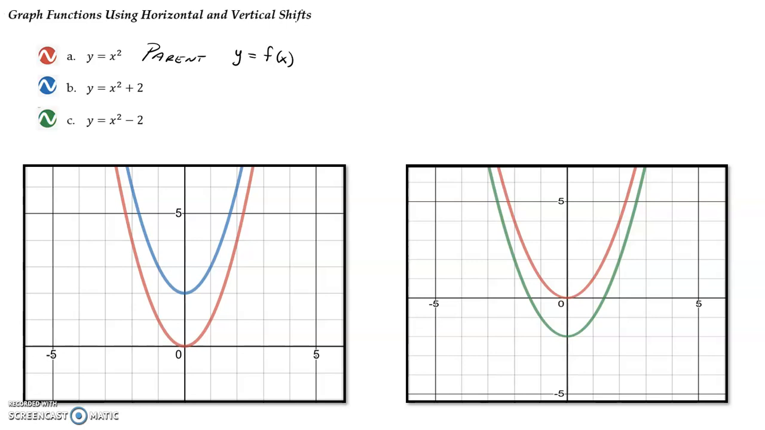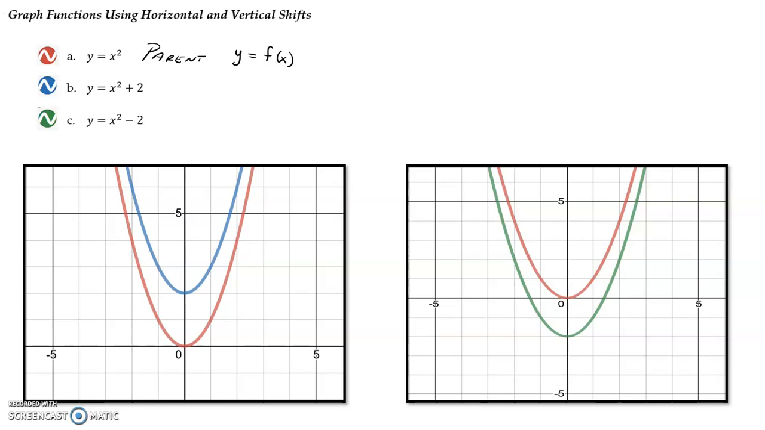Okay, f of x can be any function. In this case, we're just using the x squared function. And we want to go ahead and take a look at what happens when we add some type of constant to the end of that function. So for example, in part B, we've got the graph y equals x squared plus 2.